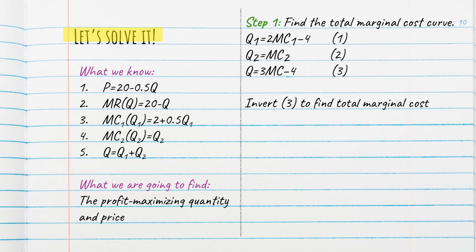So I'm going to focus on this function right here. I'm going to add 4 to both sides. So I have Q plus 4 is equal to 3 marginal cost. And then I'll divide both sides by 3. And I'll rewrite this in the following way. The total marginal cost is equal to Q over 3 plus 4 thirds. And we'll call that equation 4.